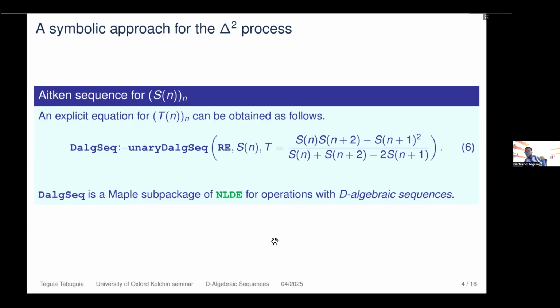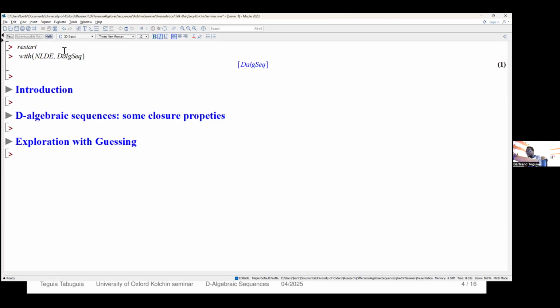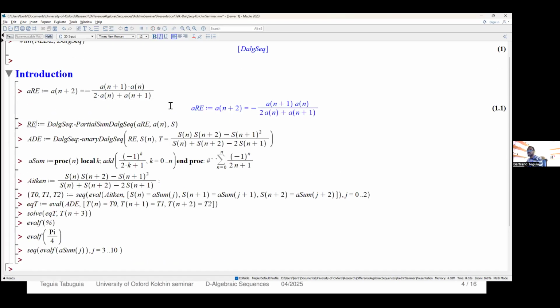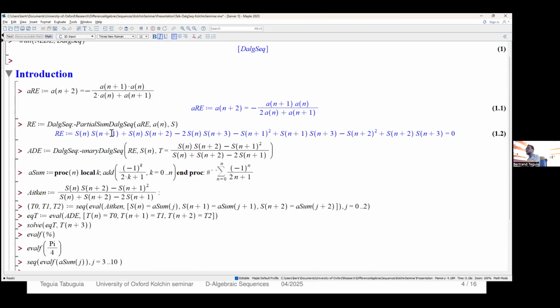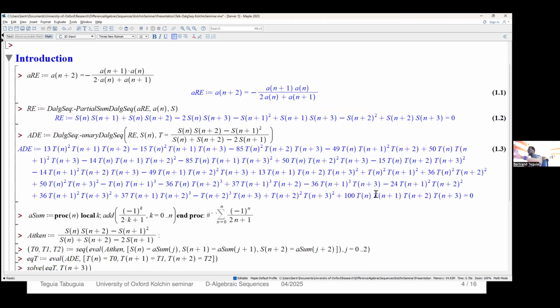So let's do that in a Maple worksheet. I hope you can see the Maple worksheet. We start the worksheet and load the sub-package DAlgebraic. We are in the introduction of the presentation; this we already saw. This is the recursion for the summand, and this is the partial sum recursion that we saw on the slide. Now we use DAlgebraic to compute an algebraic difference equation for this transformation of the sequence Sn. After a few seconds, you get the result. This is what we obtain here.